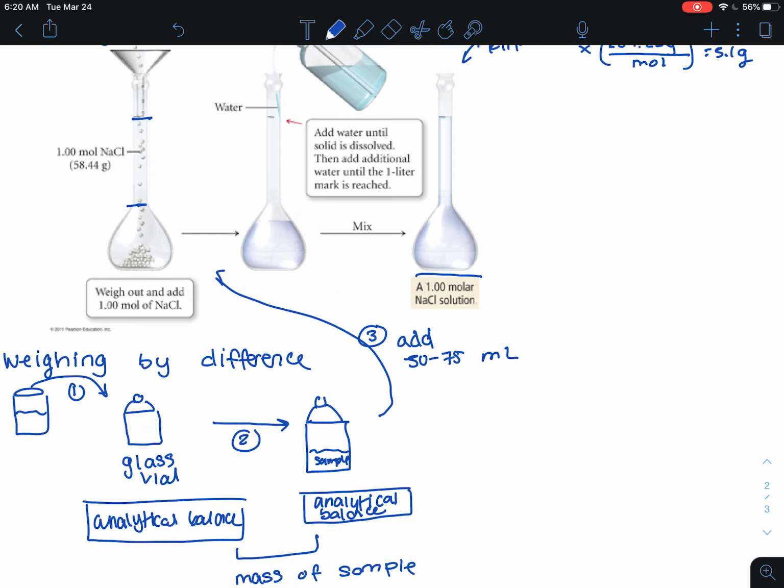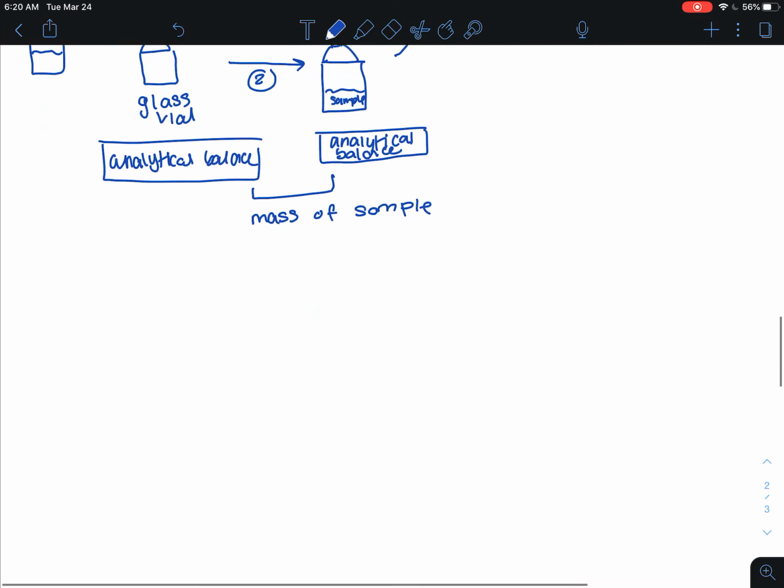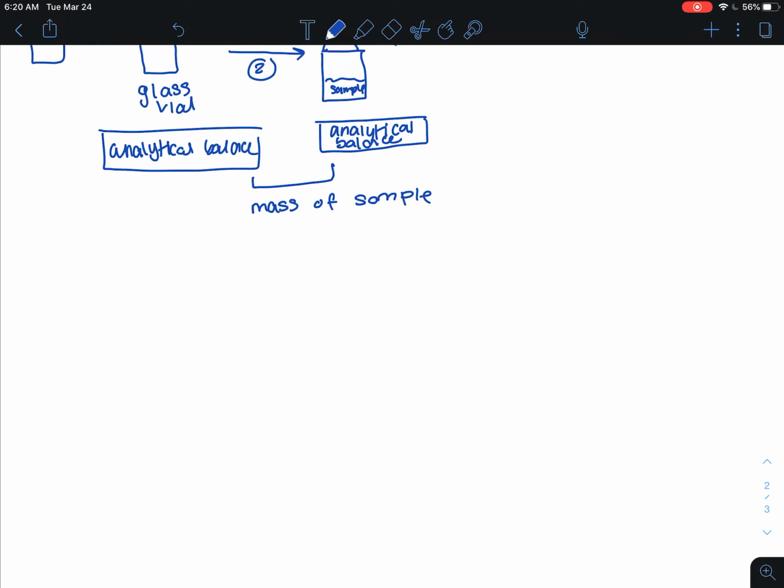Then you want to calculate your actual concentration. So remember, you may not have gotten exactly 5.1 grams. You may have gotten 4.9876, because you always want your total amount of sig figs. You'll see on that chart that you're given 3 trials.